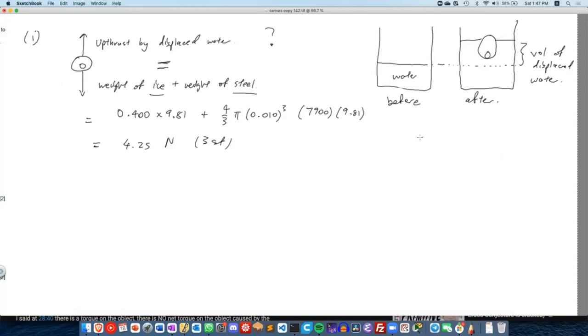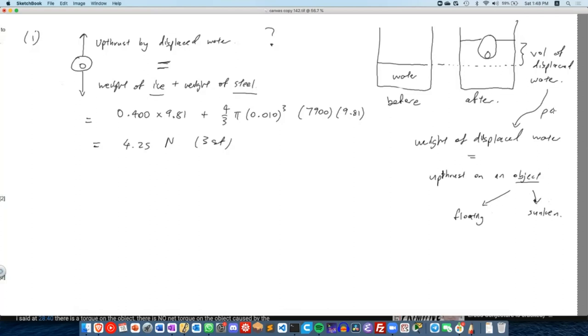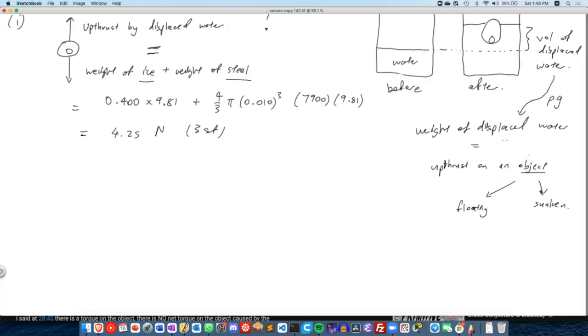So Archimedes principle tells us that the weight of the displaced water equals the upthrust on an object. And this object can be either floating or sunken. So from the volume of the displaced water, you can calculate the weight of the displaced water by multiplying by the density and the gravitational constant.